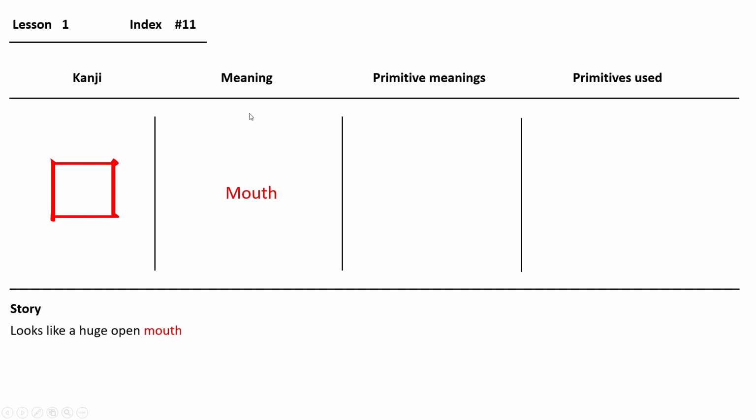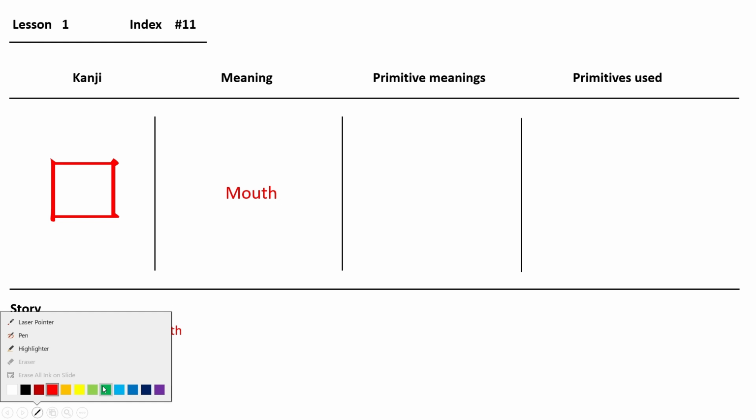So as you can see, this kanji kind of looks like a huge open mouth, right? We can also say it's like a gate, but let's stick with the mouth. So the story for this kanji simply is that it looks like a huge open mouth. So every time you see this character, you will try to remember that this is just a mouth. And we will use this character a lot in the upcoming lessons and in other characters. So really, you will remember this very easily because you will see it so often.